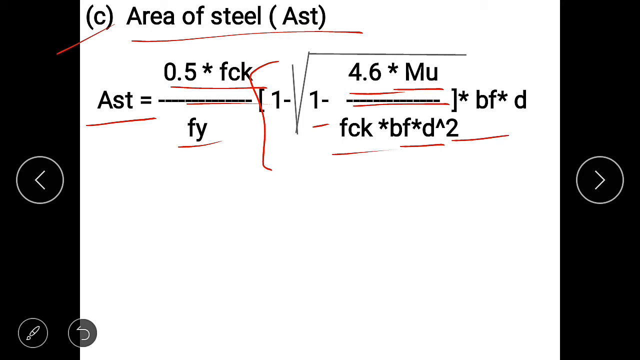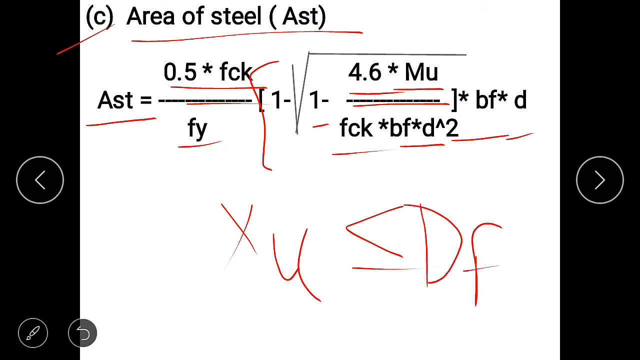What is bf? bf is the width of flange and d is the effective depth of the beam. So by using this formula you can easily calculate the area of steel for case number 1. Case number 1 is xu smaller than or equal to Df. So this is case number 1. For that you can find Ast, xu and Mu.